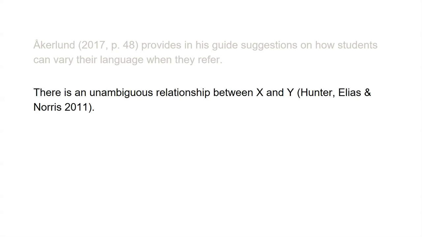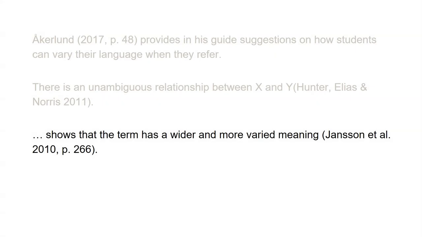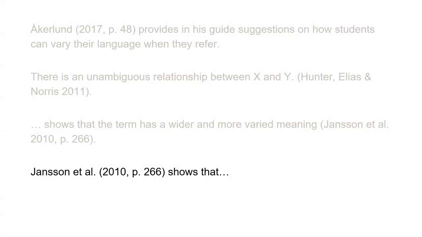When there are 2 or 3 authors, all the names are included in the reference in the running text, with an ampersand between the last and the second to last name. If the source you refer to has more than 3 authors, you use the first author's name followed by et al. This is what it looks like in an active reference. In the reference list, all authors must be included.